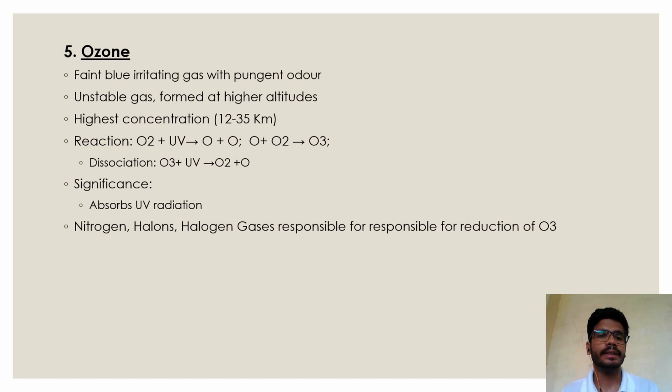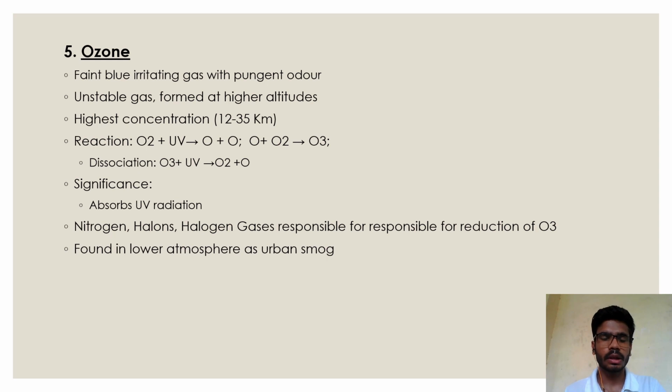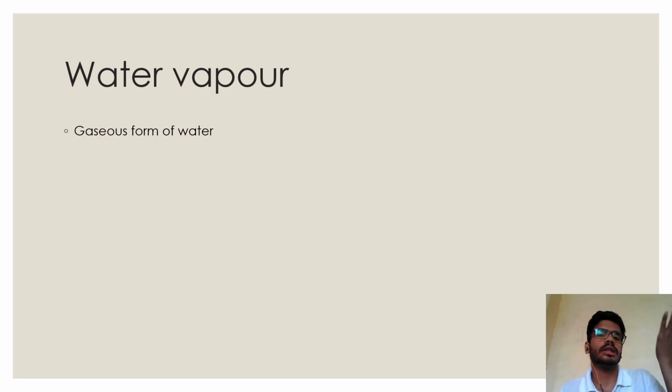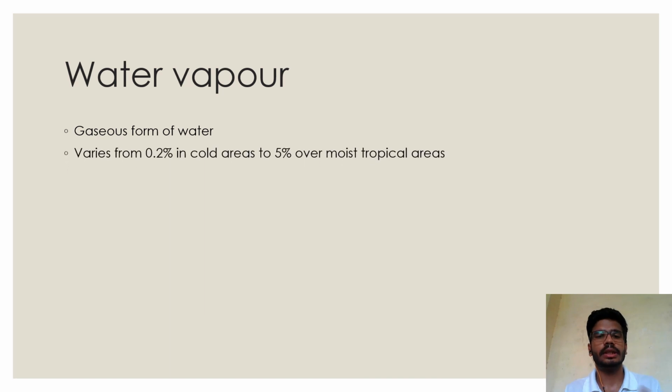So this was all about gases that are present in the atmosphere. Now let's talk about the next component of the atmosphere, which is called water vapor. Water vapor is basically the gaseous form of water. When water evaporates, it goes up in the atmosphere and is present in a gaseous form, which we call water vapor. Water vapor varies in the atmosphere. In cold polar areas, we would find that the water vapor composition would be about 0.2% of the total atmosphere, whereas in moist tropical areas, water vapor would comprise about 5% of the total atmospheric composition.